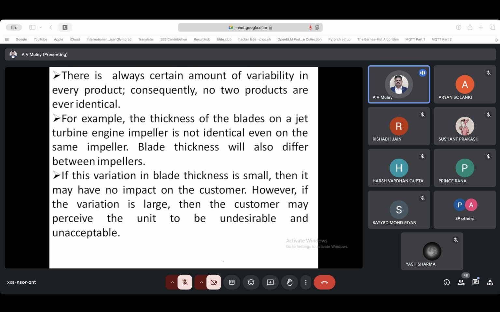So if this variation in the blade thickness is small, then it may have no impact on the customer.